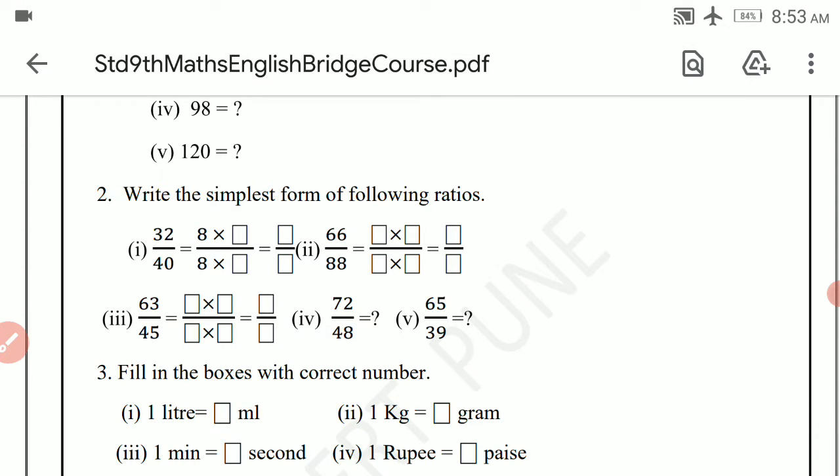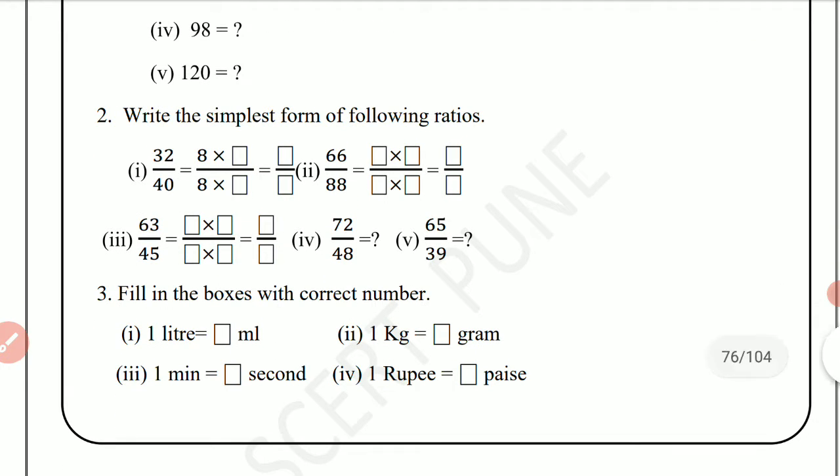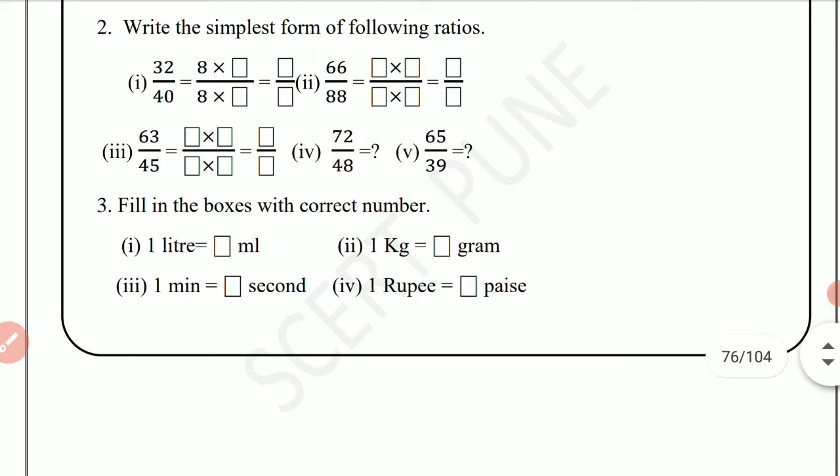We have to fill the proper number in the boxes. There are a total of 5 examples given to you. And third question, fill in the box with the correct number. Some conversions are given here. 1 liter is equal to how many milliliters? 1 kilogram is equal to how many grams? 1 minute is equal to how many seconds? 1 rupee is equal to how many paise, etc.